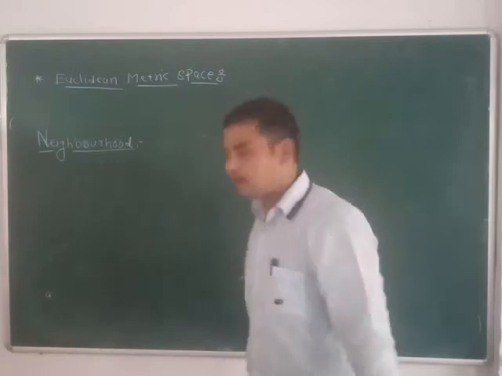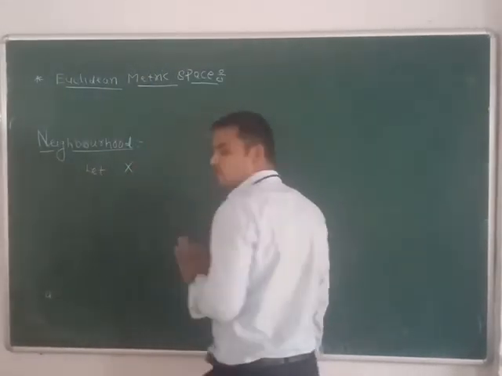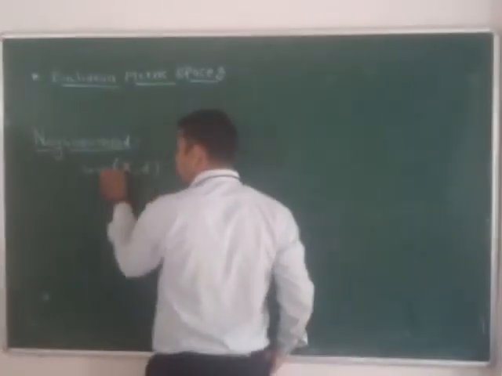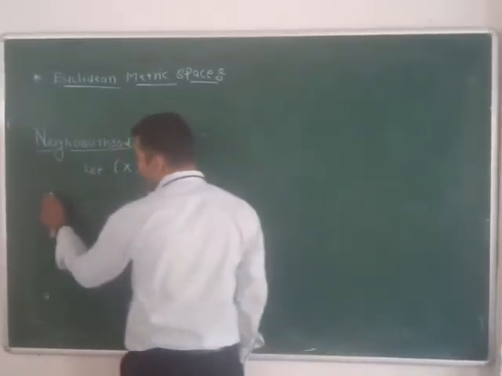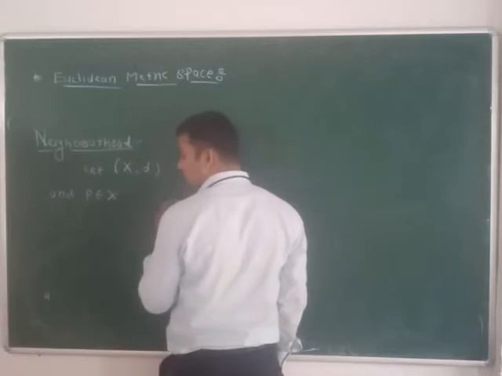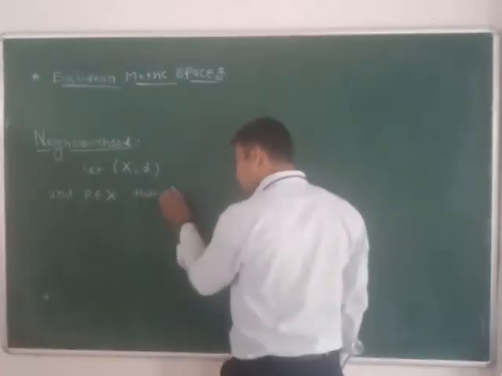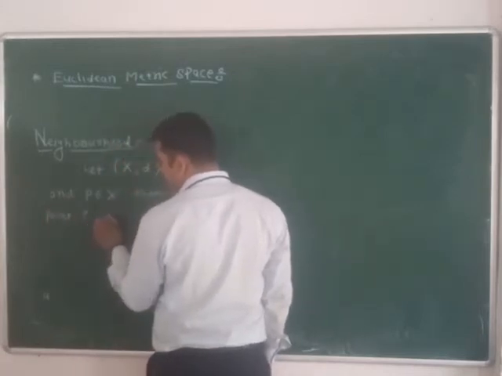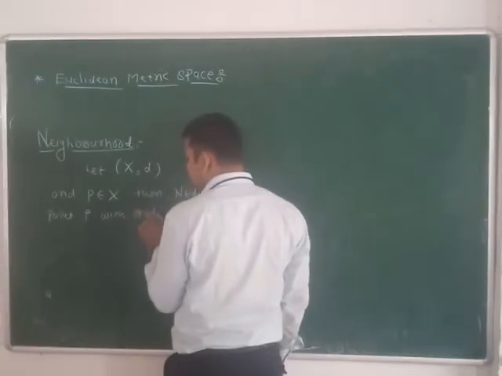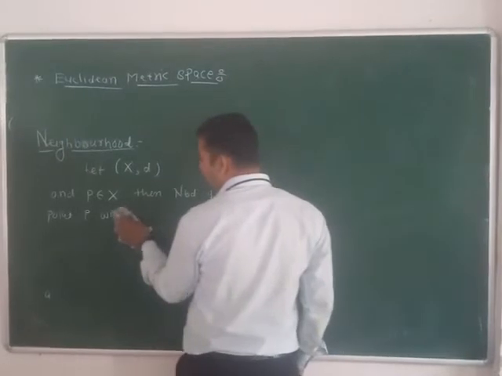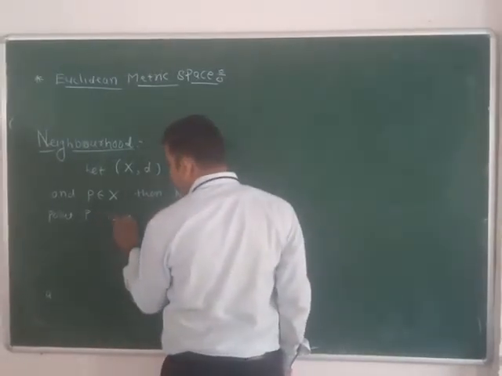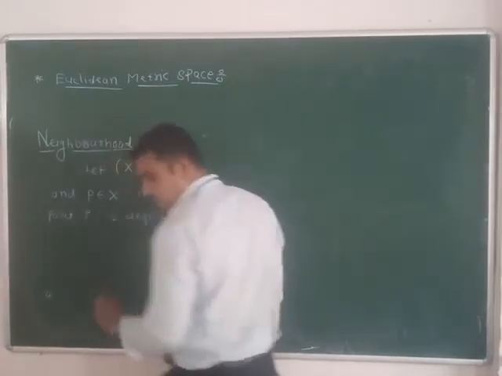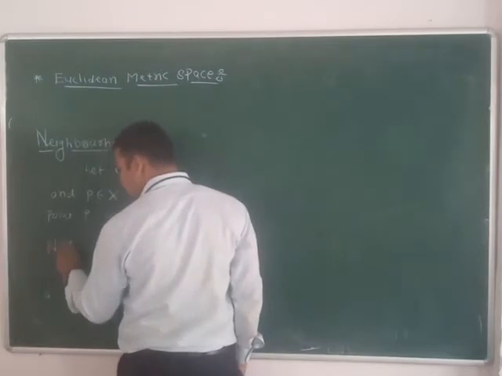Neighborhood of a point. First we will define the neighborhood in a metric space, then we will come to our point, that is Euclidean metric space. Let (X, d) be a metric space, and P belongs to X. Then the neighborhood of the point P with radius r is denoted by this notation N(P, r).